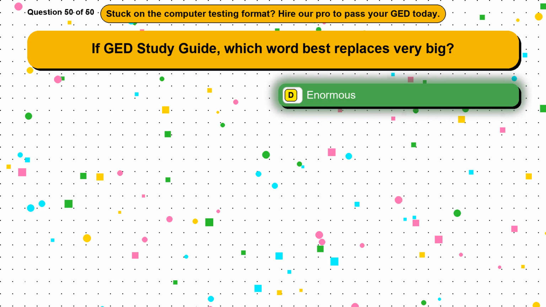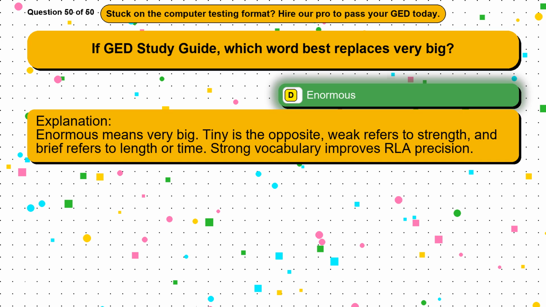The correct answer is option D. Enormous. Enormous means very big. Tiny is the opposite, weak refers to strength, and brief refers to length or time. Strong vocabulary improves RLA precision.